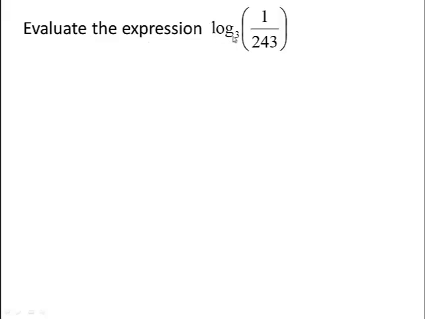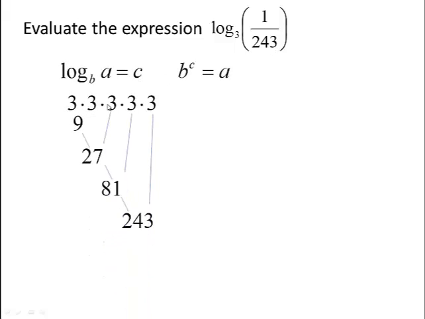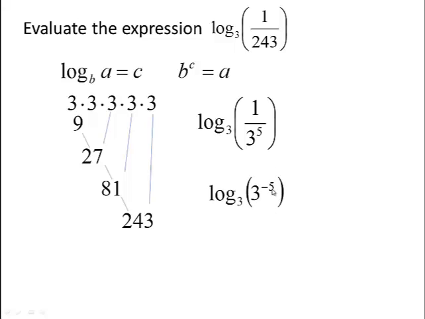Evaluate the expression, the log base 3 of 1 over 243. I know that if I'm looking for base 3 of 243, 3 times 3 times 3 times 3 times 3 gives me 243, so it's 3 to the 5th power, and because it's in the denominator, it's going to be negative, and the log base 3 cancels my base 3 here, which gives me a negative 5.